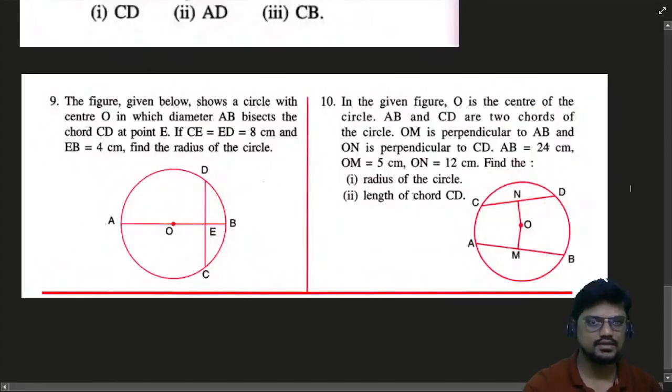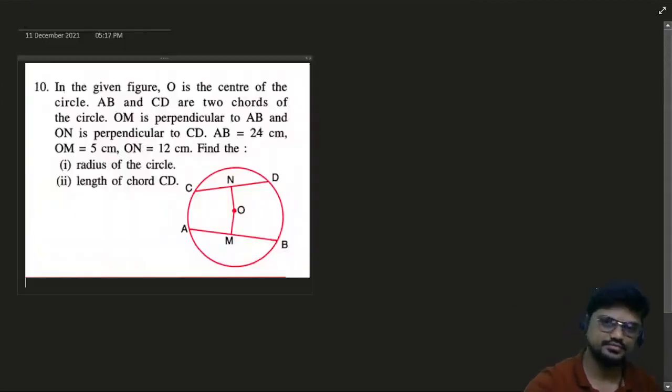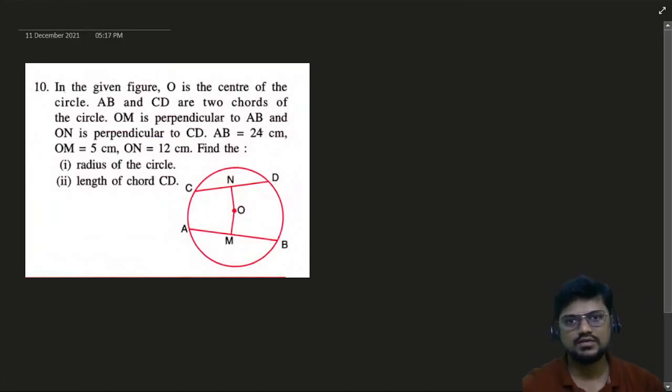Now the next question. What is given? See over here in the given question. O is the center of the circle, AB and CD are two chords of the circle, OM is perpendicular to AB and ON is perpendicular to CD. Fine. AB is 24.